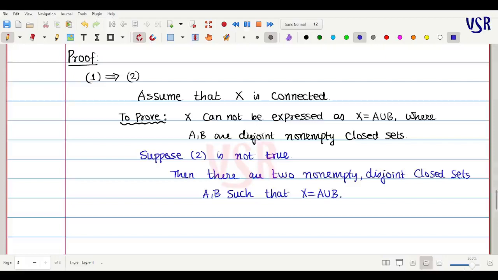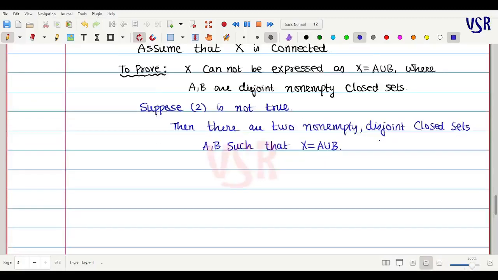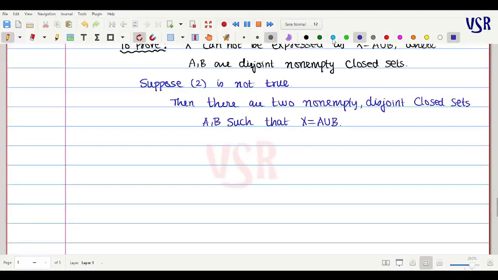We can write it like this. What does it say? We have to prove that X cannot be expressed as a disjoint union of non-empty closed sets. The converse is: I take A and B to be non-empty disjoint closed sets whose union equals X. Okay, then we need to give a contradiction.